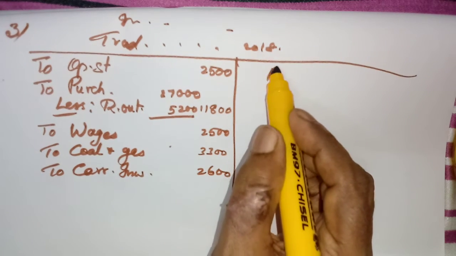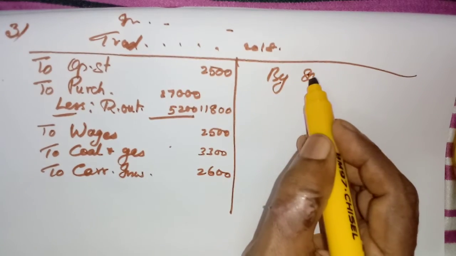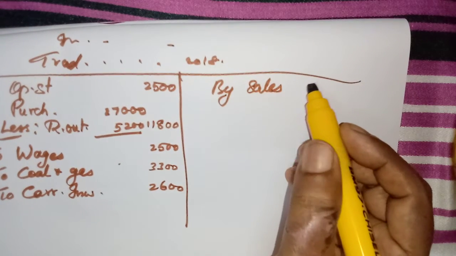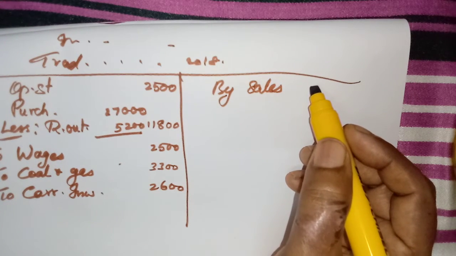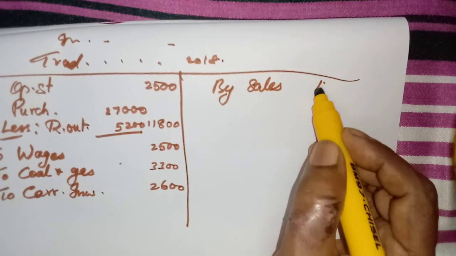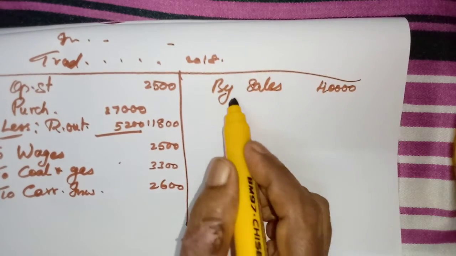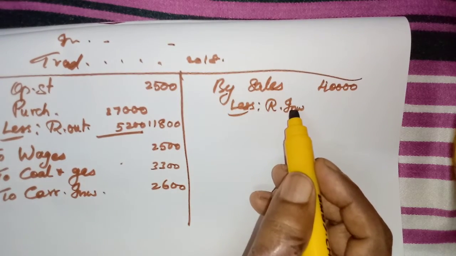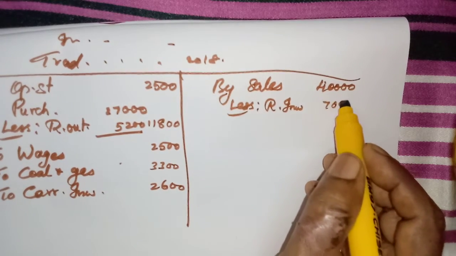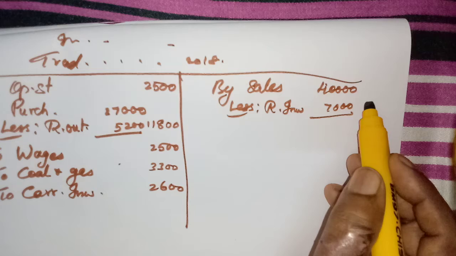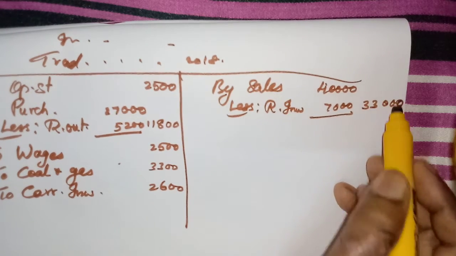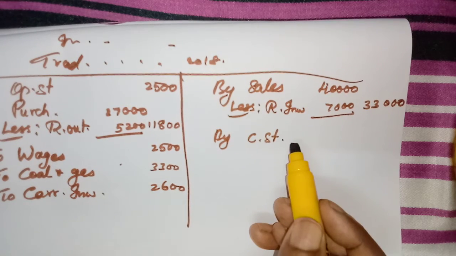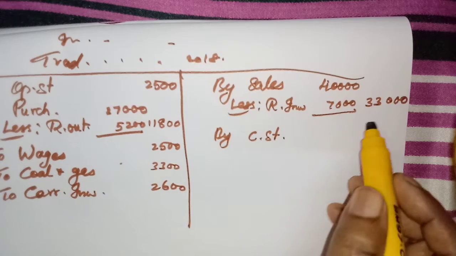Now credit side, by sales. Here we have sales returns also. You write in the inner column: sales 40,000 less return inward 7,000, so 33,000. Then by closing stock 5,200.